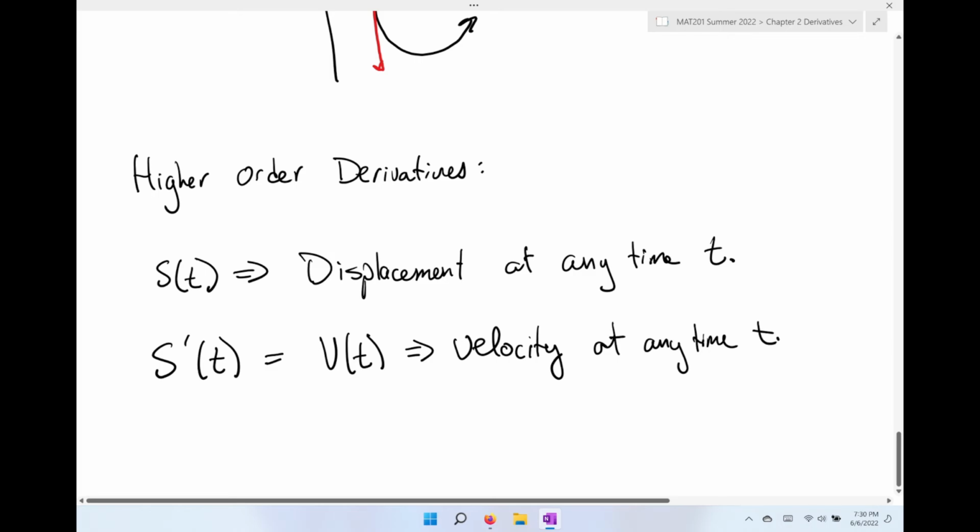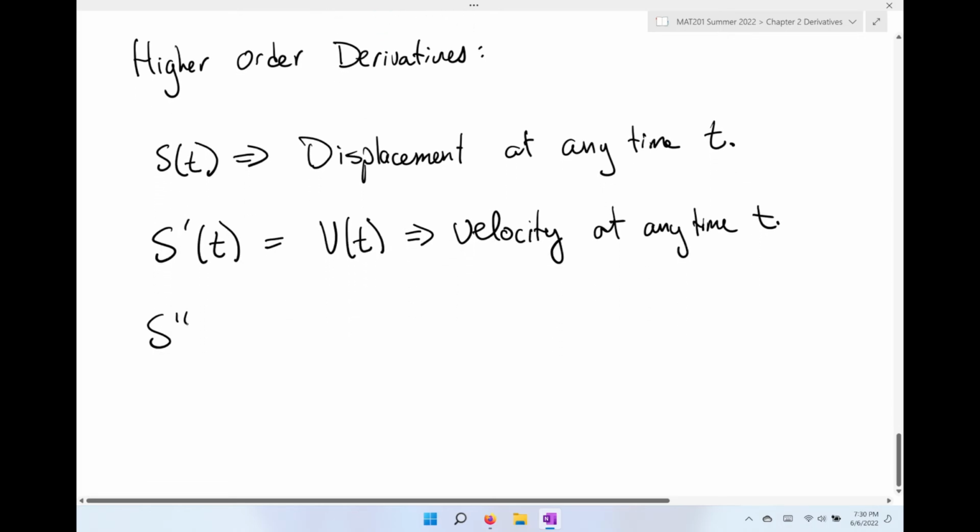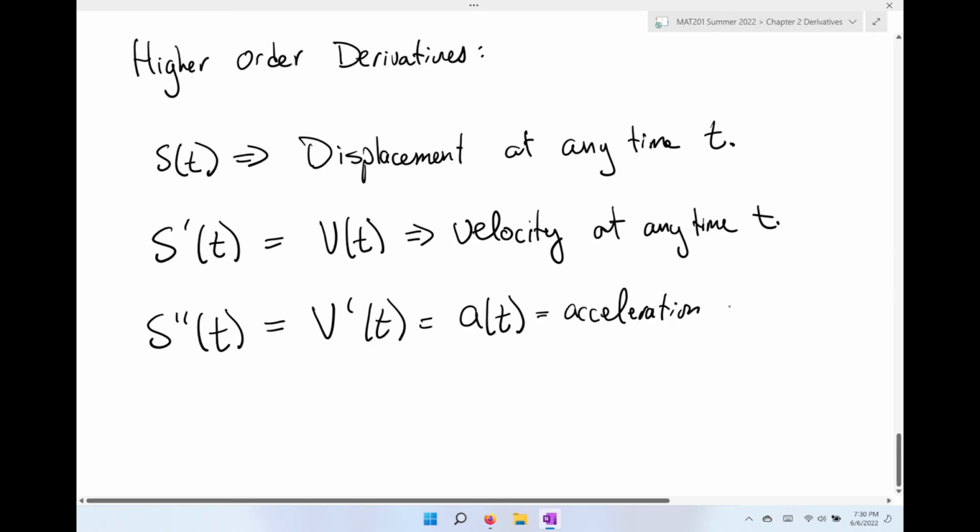t. If you were to take the second derivative of displacement, which would be the first derivative of velocity, this would equal the acceleration of the object at any time t. And yes, there is a fourth. So let's put it in parentheses.